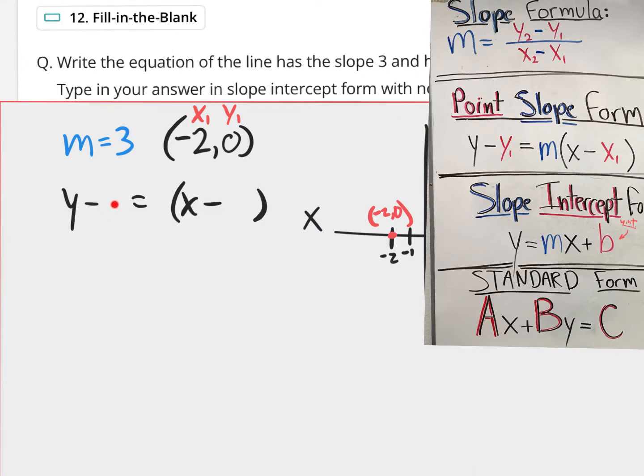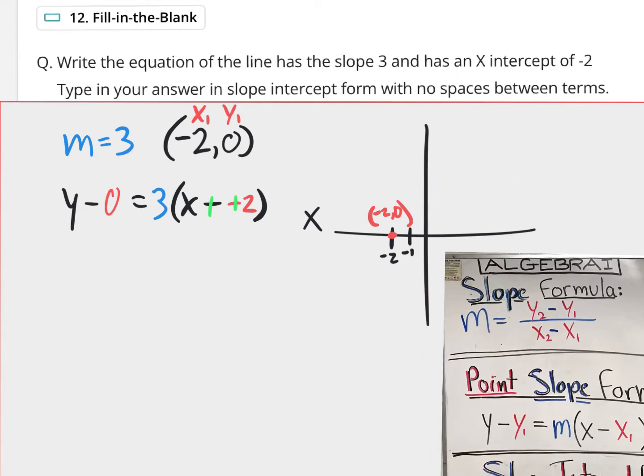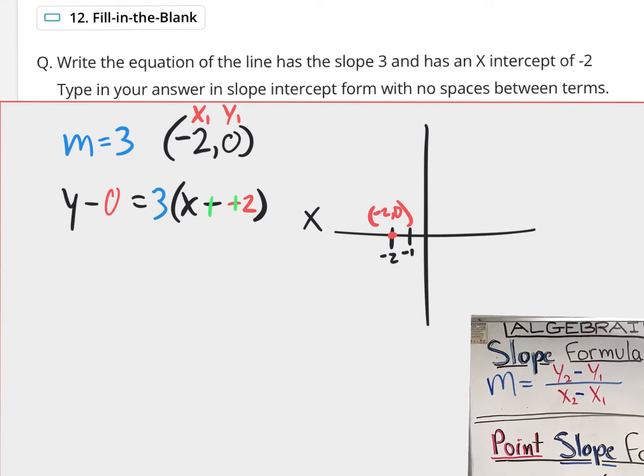And right here a y1 goes and we have a 0 as y1, so let's put a 0 right there. The m value goes next, that's a 3 right there, and the x1 value happens to be a -2, and of course the minus negative changes to plus plus. Now, what form do they actually want it in? If they were to have said, write the equation in point slope form, then you would be done because this is point slope form. But it does say type in your answer in slope intercept.